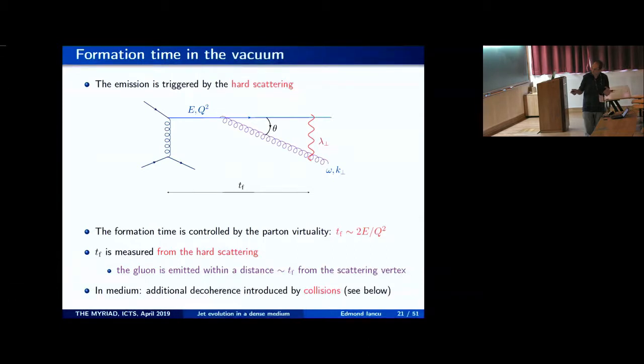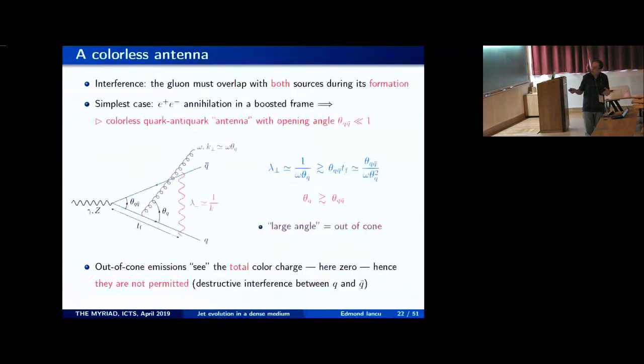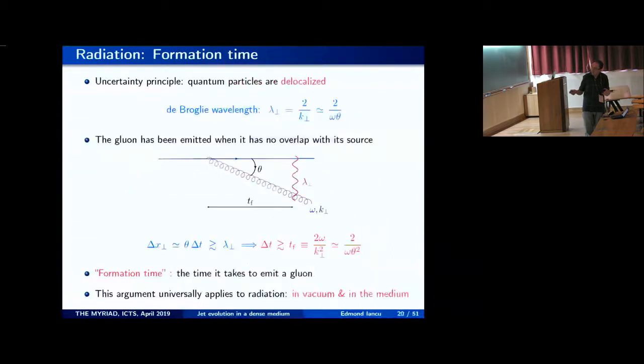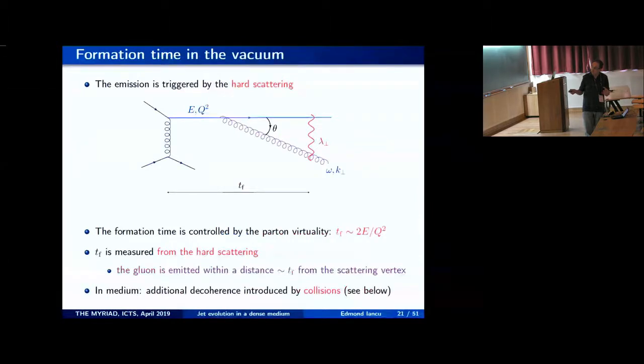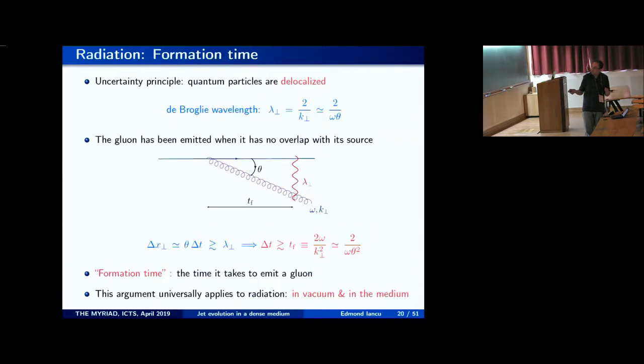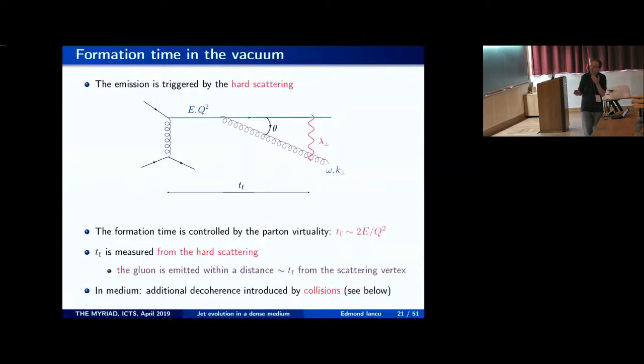So the same formation time that I computed before as twice omega divided by k perp squared can also be obtained as twice E divided by Q squared, where E is the energy of the quark and Q squared is the virtuality. Just by energy-momentum conservation at this vertex here, you can convince yourself that this expression and that expression are exactly the same. So that's a statement that for a time-like system, the formation time is controlled by the virtuality of the emitter.